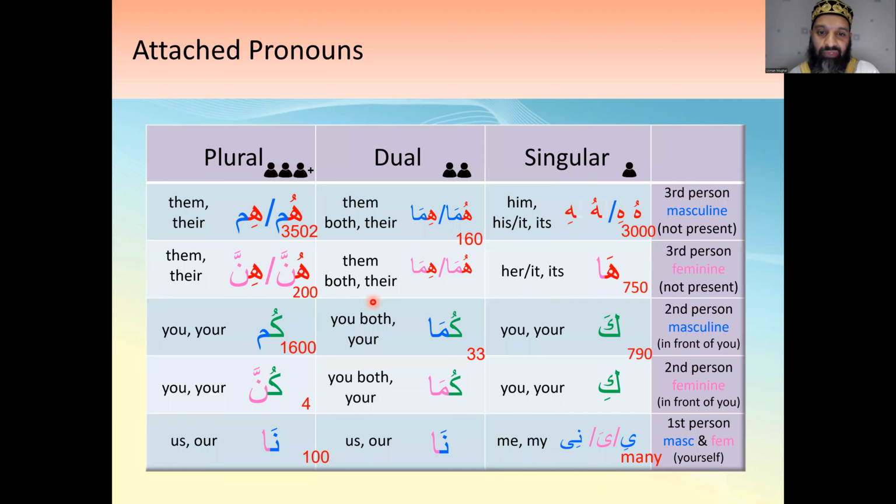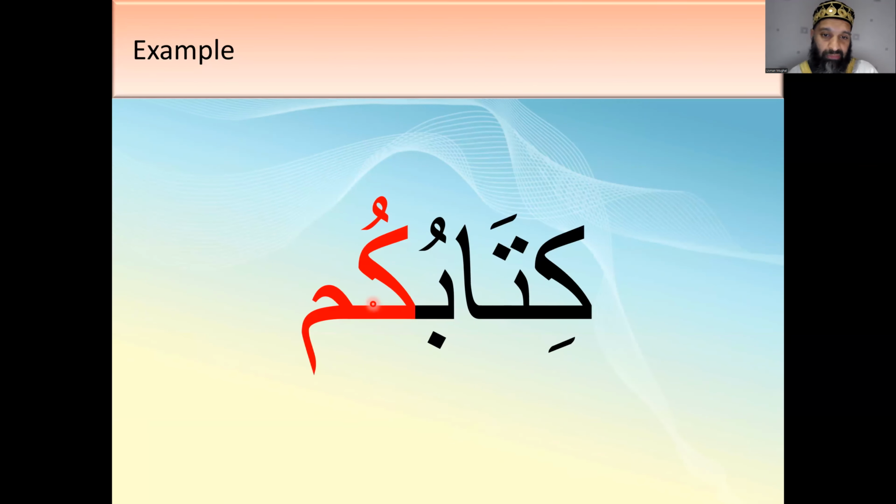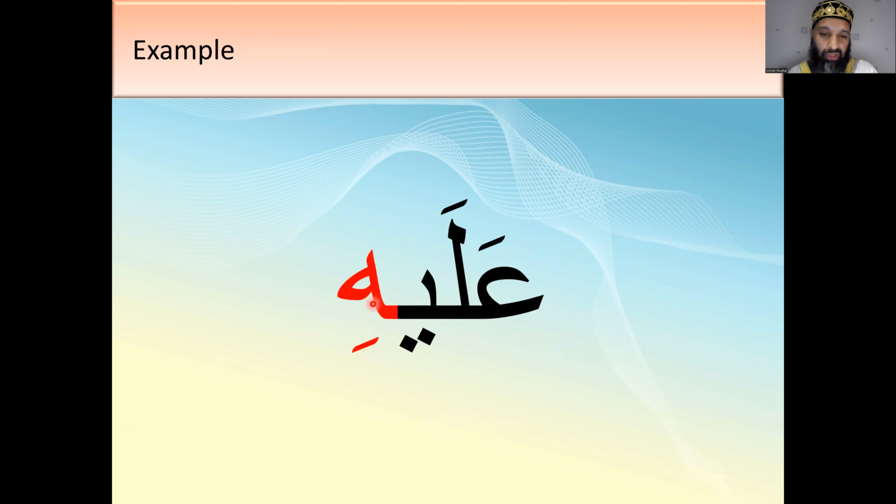There are different versions, because some people might like this coloring to understand it. Some people just want it plain black, so I put plain black as well. That's why in your booklet this table comes a few times, and if you've got a black and white booklet, then you won't know the difference between this one and the previous table. It's just the coloring. Then we went through these examples, kitabuhu, his book. These are super important.